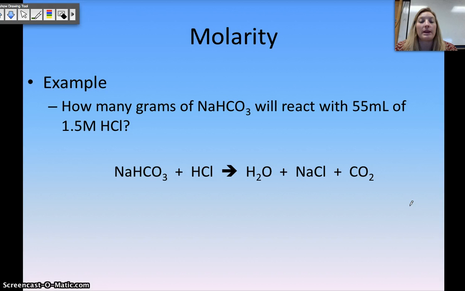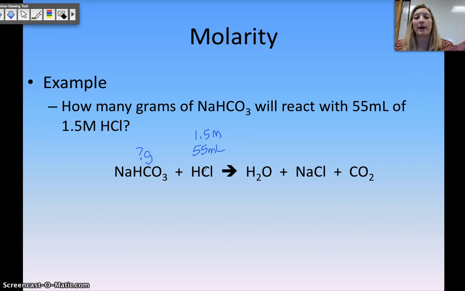All right, let's do one final example here. How many grams of NaHCO3 will react with 55 milliliters of 1.5 M HCl? So if we have grams of NaHCO3 that we're looking for, and we have 55 milliliters of 1.5 molar HCl. So we know 2 things about the HCl.